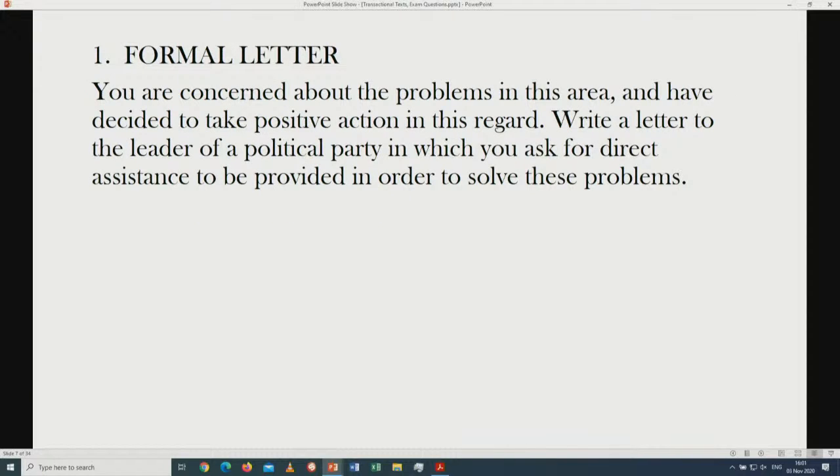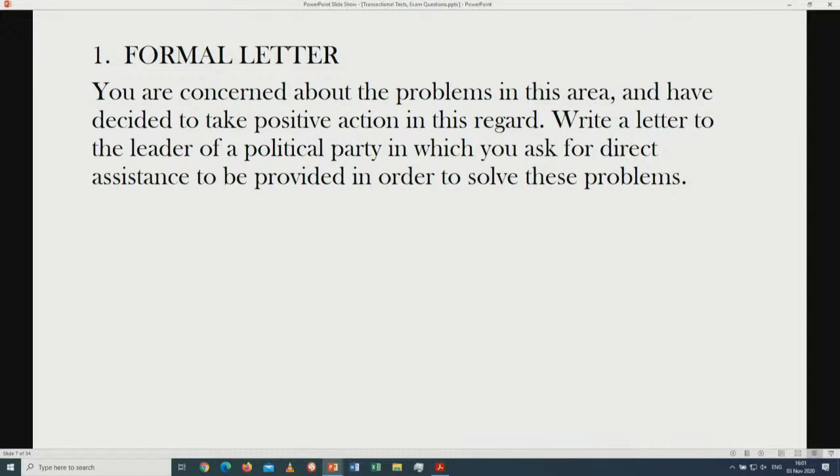Let's see what else we can find. Formal letter. This is quite a common one. Take a look at this. Problems in the area, and you decided to take action. So before you sit down and write this, you're going to have to think for yourself, what are the problems in your area, and what action do you want to see taken? Now, you write a letter to the leader of a political party. It doesn't have to be a party that even exists. You can make up your own. You ask for direct assistance to be provided in order to solve these problems.